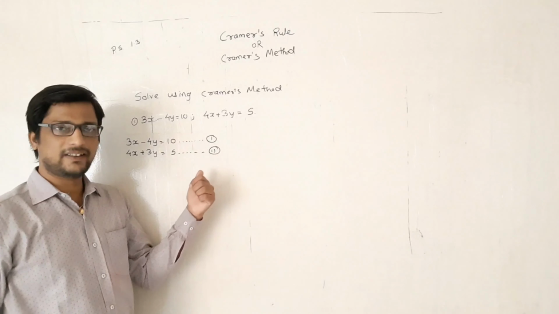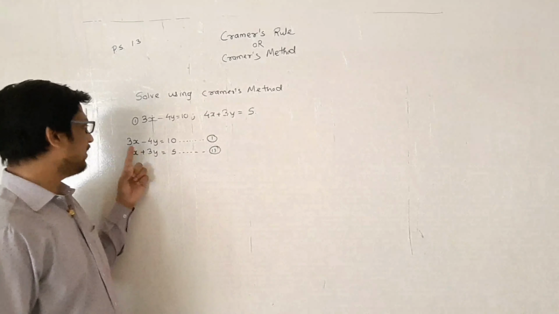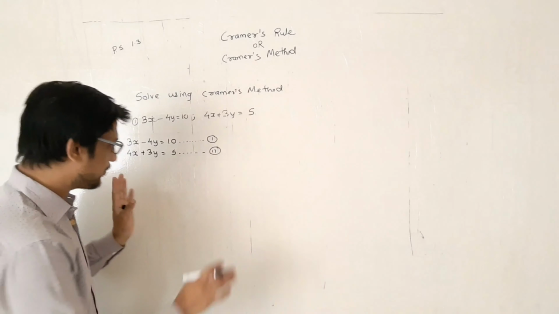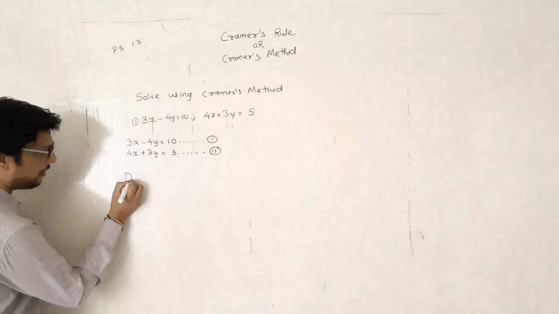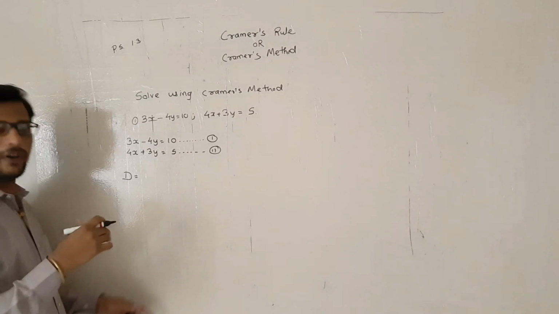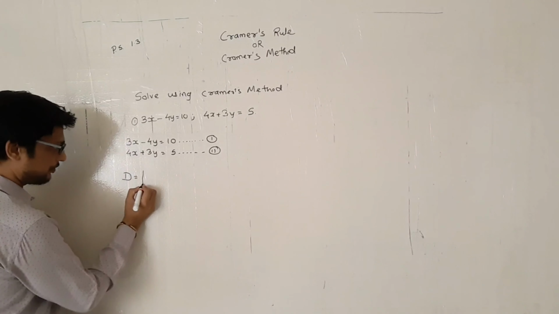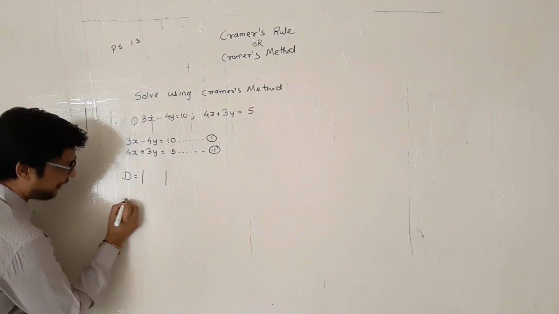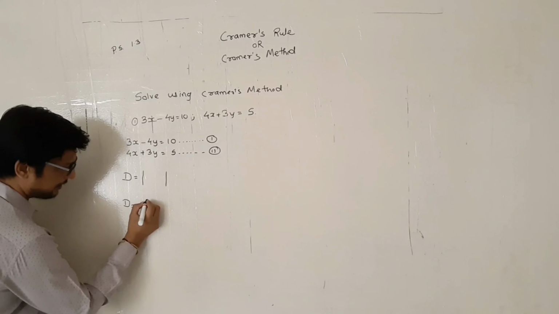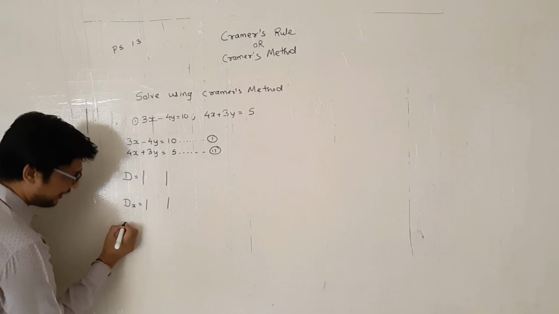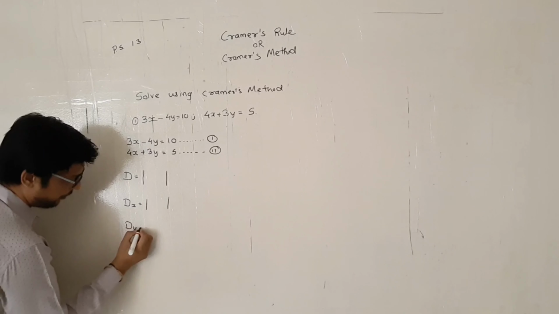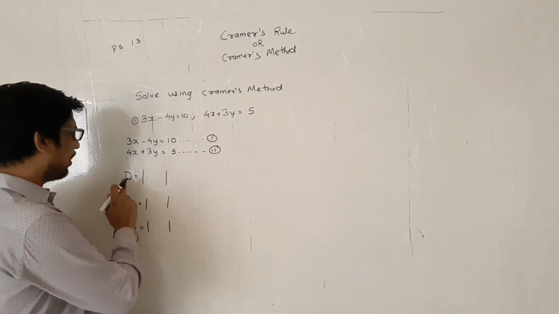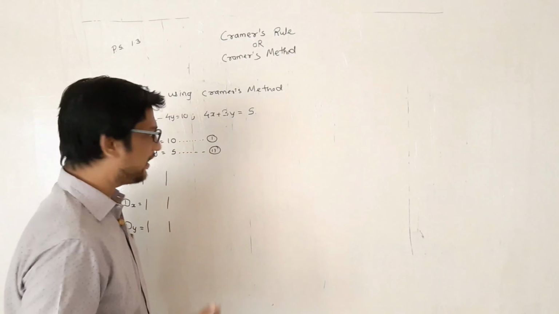Now, to solve this, first of all, see, these equations have two variables, x and y. So first of all, I will find the value of D. Now what is D? I will tell you, and how to write D. Then we have to find the value of Dx. Then we have to find the value of Dy. Like this.